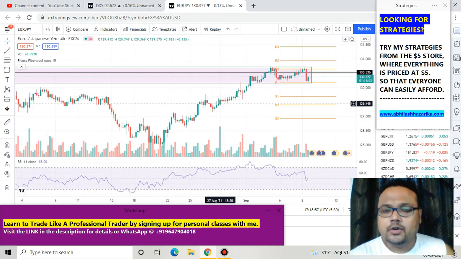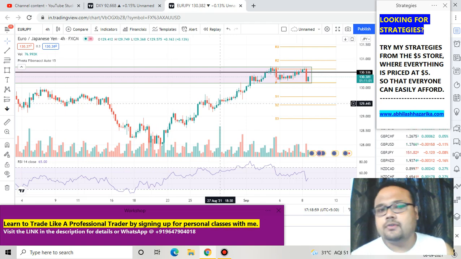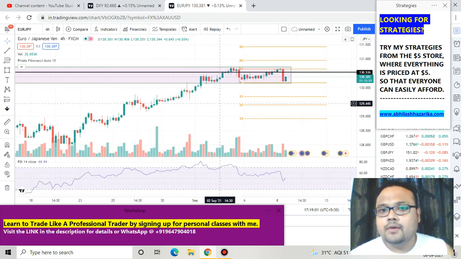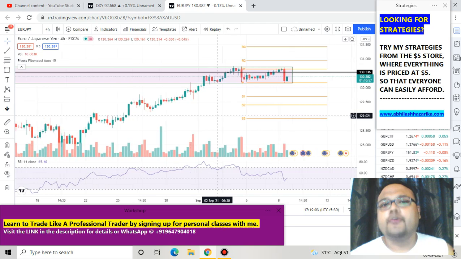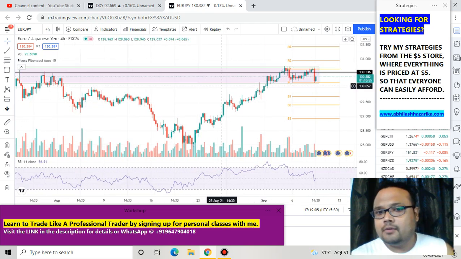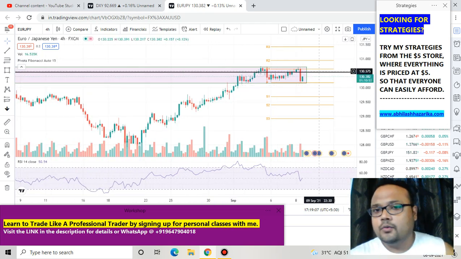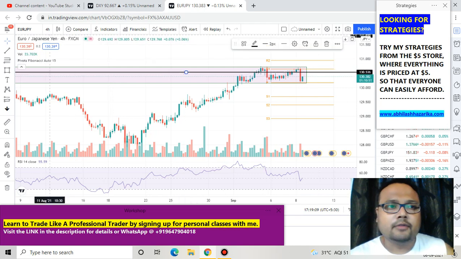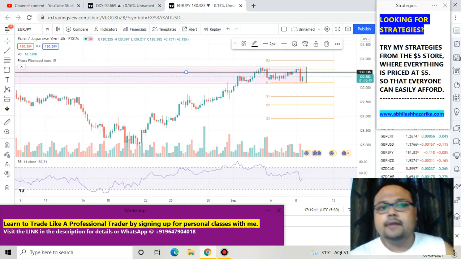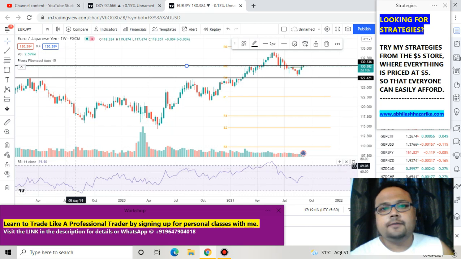Yes, market was going up, market was bullish, market was following the trend line as a support, but right now market is not following the trend line. And apart from the trend line, which is gone right now, we also have a black line in the middle of the chart. To understand the black line, we need to go to the weekly chart.